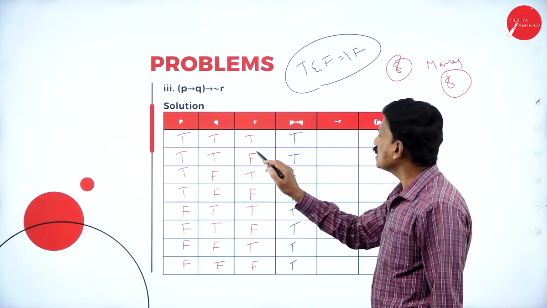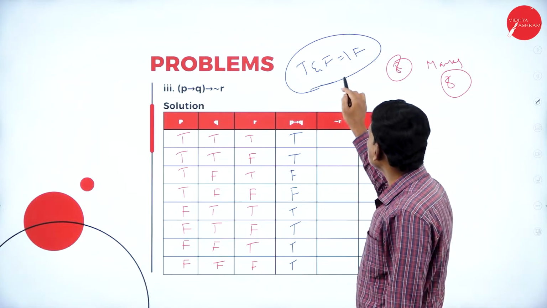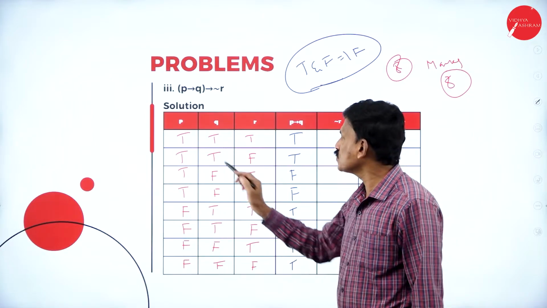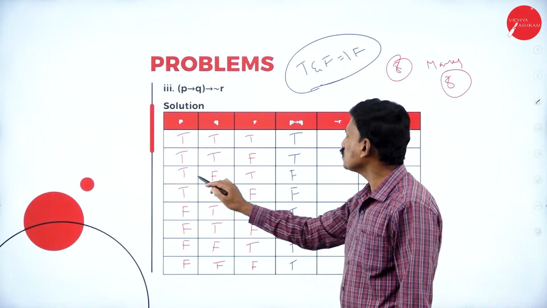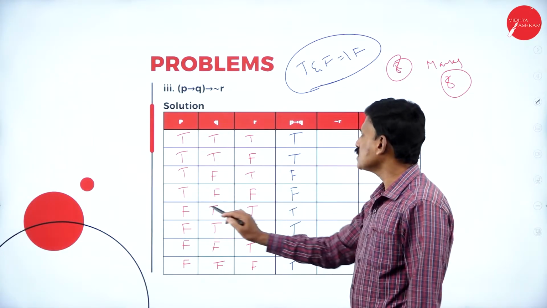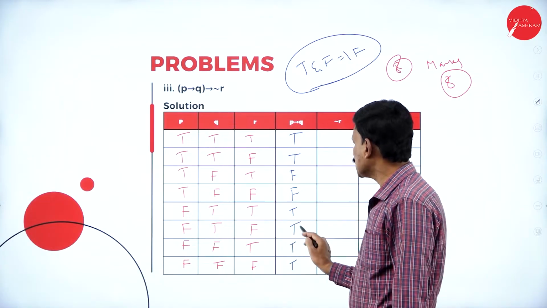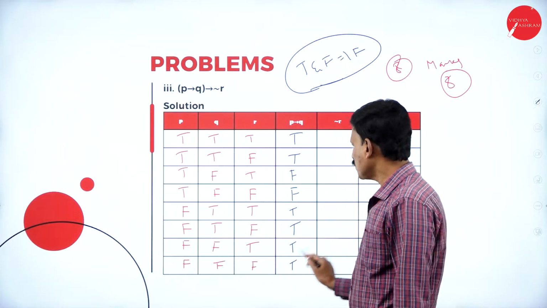See, the conditional between P and Q. Conditional statement: true and F is F. In all other cases, it is true. True and true is true. True and true is true. True and false is false. True and false is false. False and true is true. False and true is true. False and false is true. False and false is true.